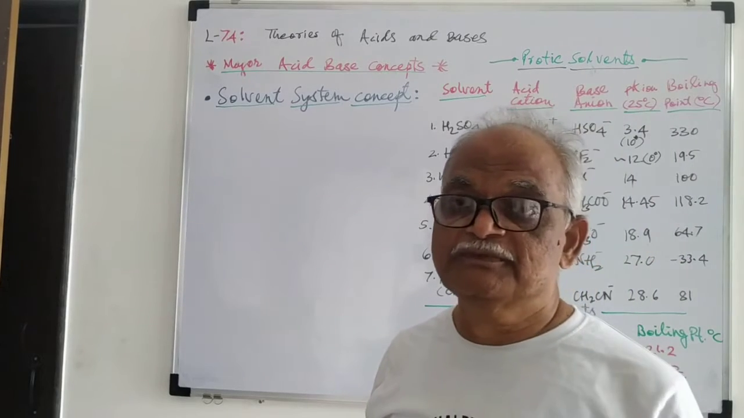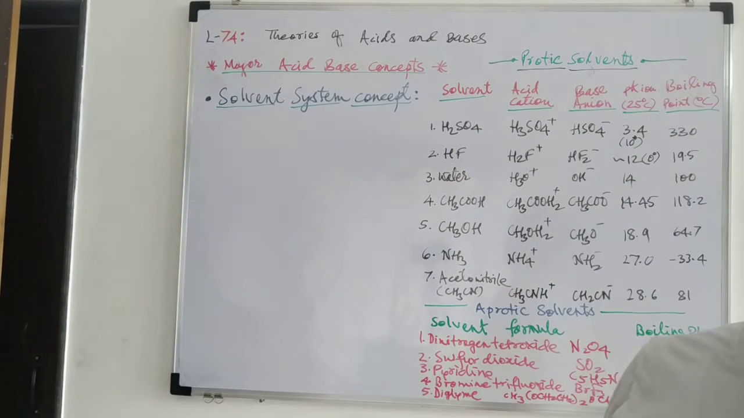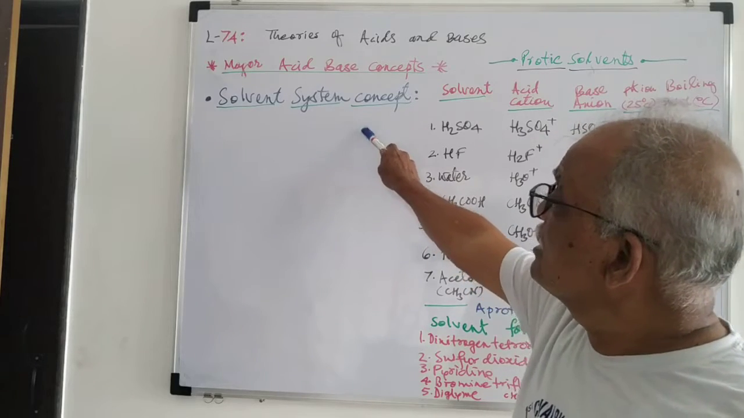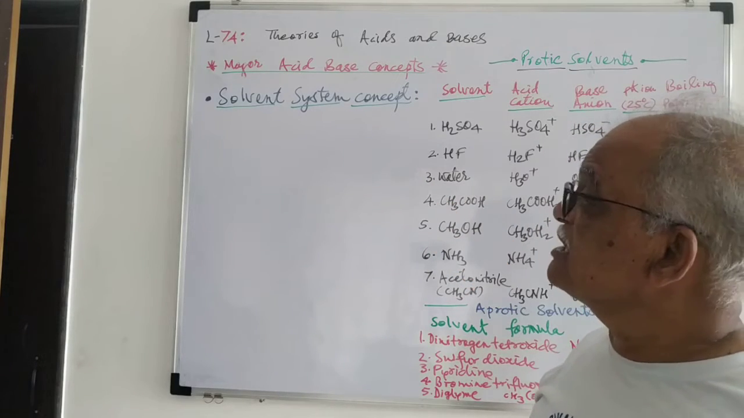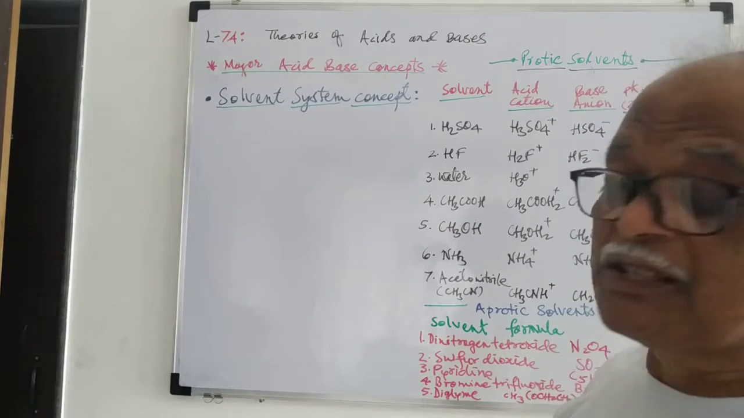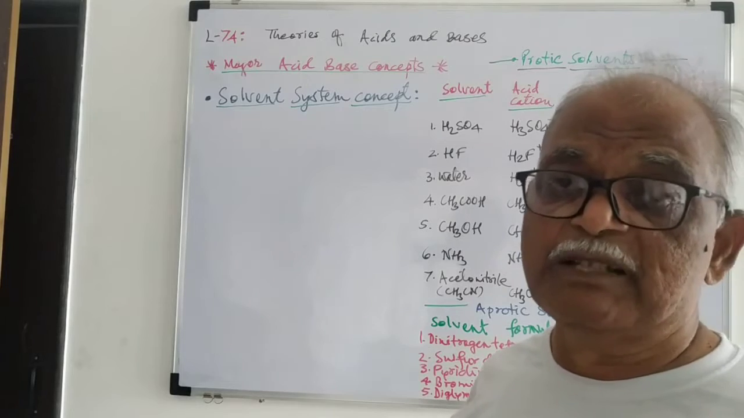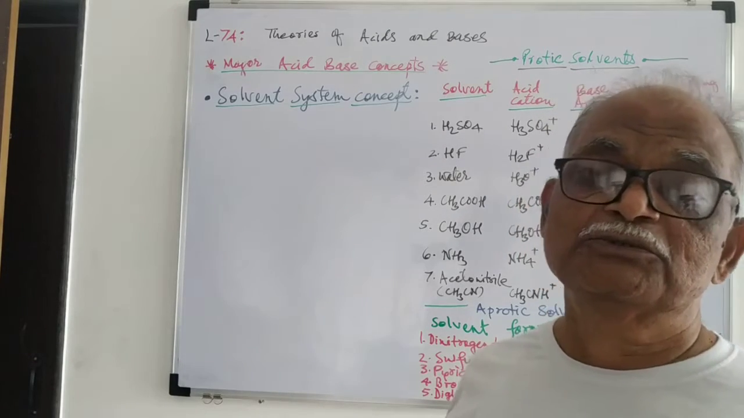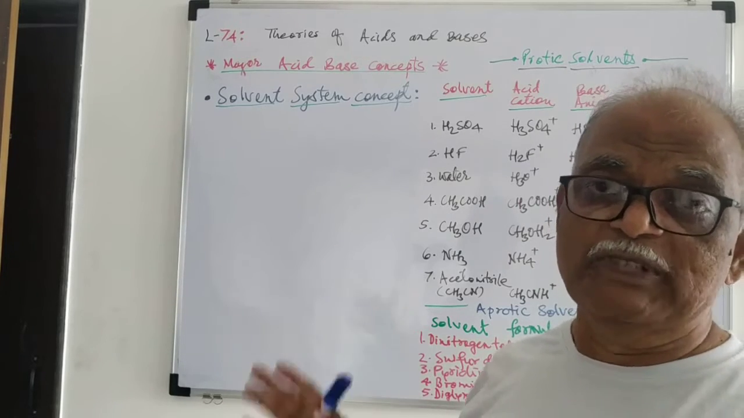We were discussing these theories of acids and bases, and we have seen the introductory part and the first two theories also, that is Arrhenius theory and Lowry concept. Now the third concept is the solvent system concept. This is different from the previous two, and it is restricted to some fields.